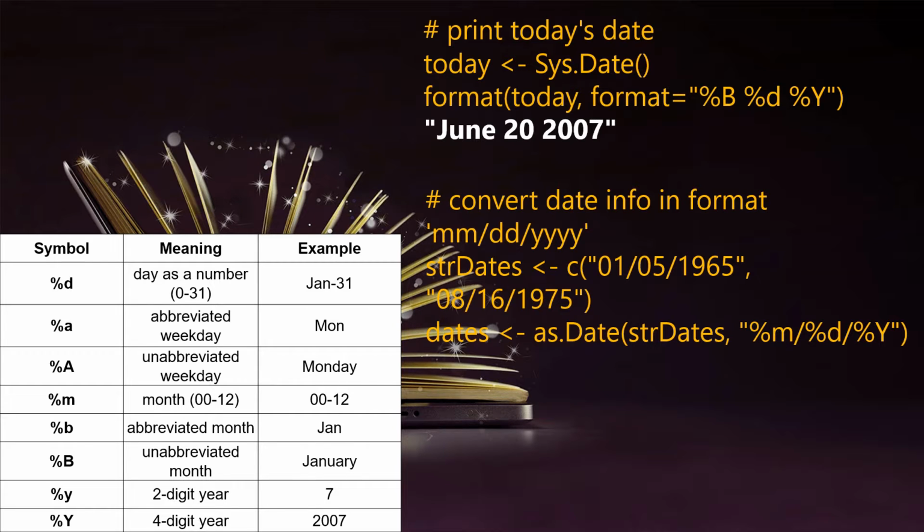In this example, the Sys.Date is assigned to the today vector, which is formatted by %B, %d and %Y. The capital B returns the month name, small d returns the day of the month in number, and %Y returns the year. So the result is June 2007.